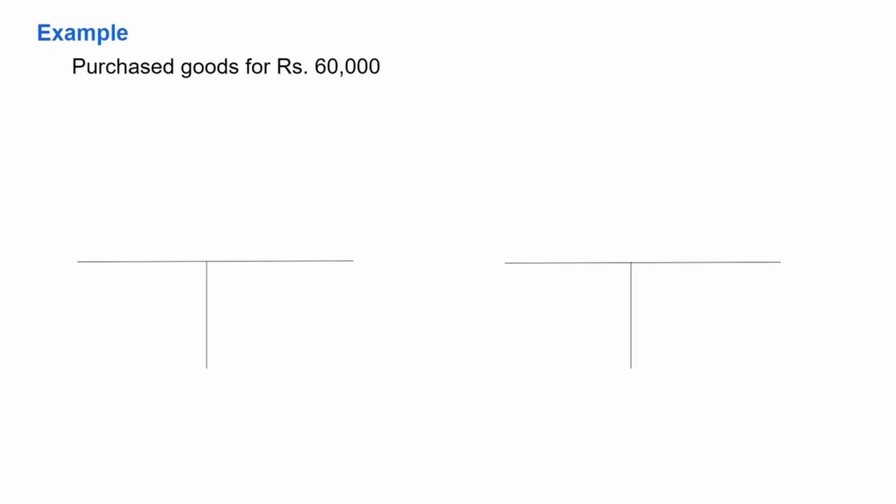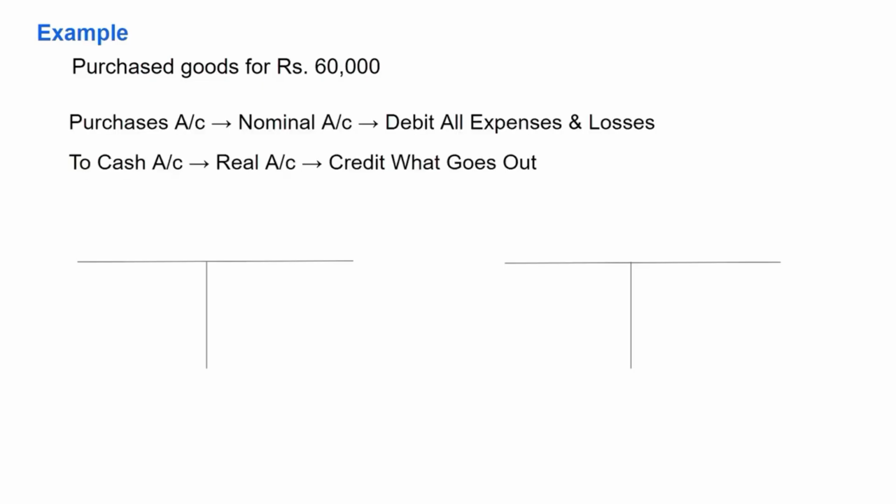Next, purchase goods for rupees 60,000. Purchases are considered as expense. That is why we debit it and cash is going out. So we credit what goes out. So purchase account to cash account and we record it as purchase account and cash account. Purchase account debit side 60,000 and cash account credit side rupees 60,000.